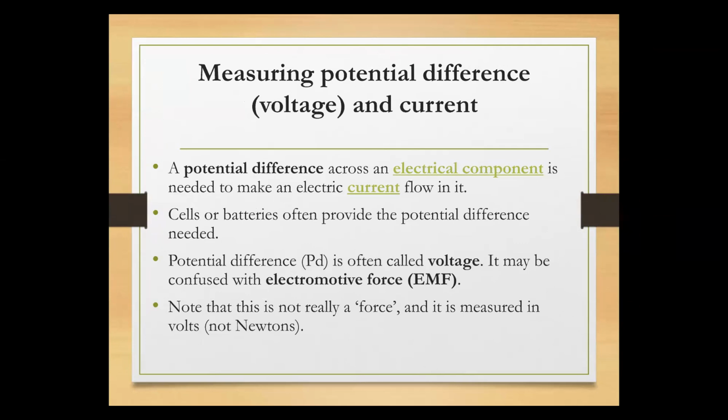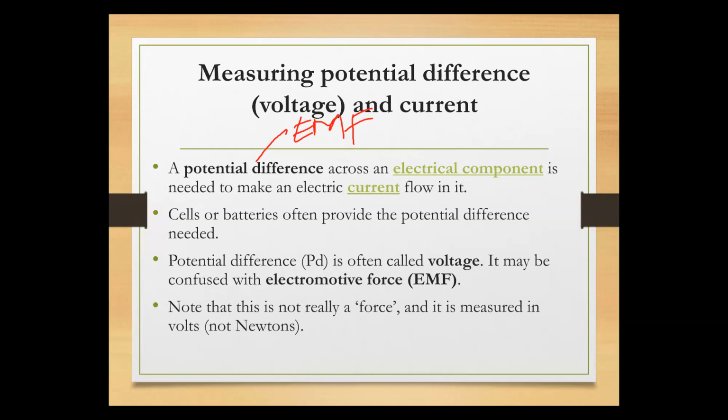So what is a potential difference in the beginning? A potential difference across an electrical component is needed to make an electric current flow in it, right? A potential difference is like EMF. Remember last week we talked about EMF. Cells or batteries often provide the potential difference needed. These are examples of what?